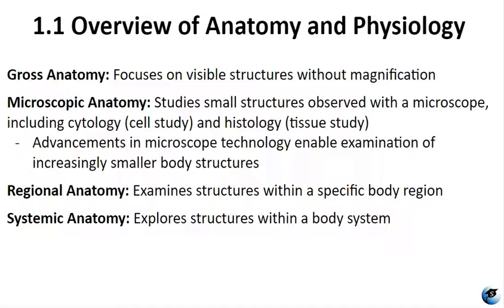Anatomy specializes in gross anatomy, focusing on visible structures without magnification, and microscopic anatomy, which studies small structures observed with a microscope. Microscopic anatomy encompasses cytology, which is the study of cells, and histology, which is the study of tissues. Advancements in microscope technology enable the examination of increasingly smaller body structures. Two main approaches in anatomy study are regional, which is examining structures within a specific body region, and systematic, which is exploring structures within a body system.